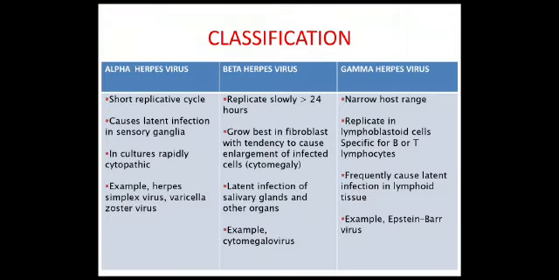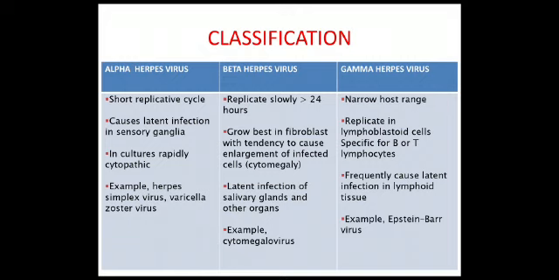To know the differences between the 3 subfamilies, the alpha viruses have a short replicative cycle. They cause latent infections in the sensory ganglion and they produce a cytopathic effect very rapidly in cell culture lines. Examples are the herpes simplex viruses and varicella zoster virus.